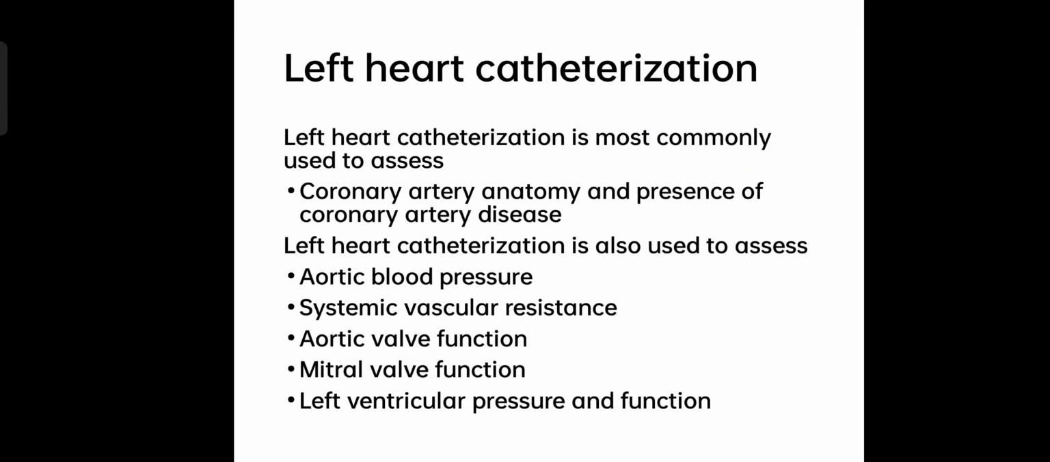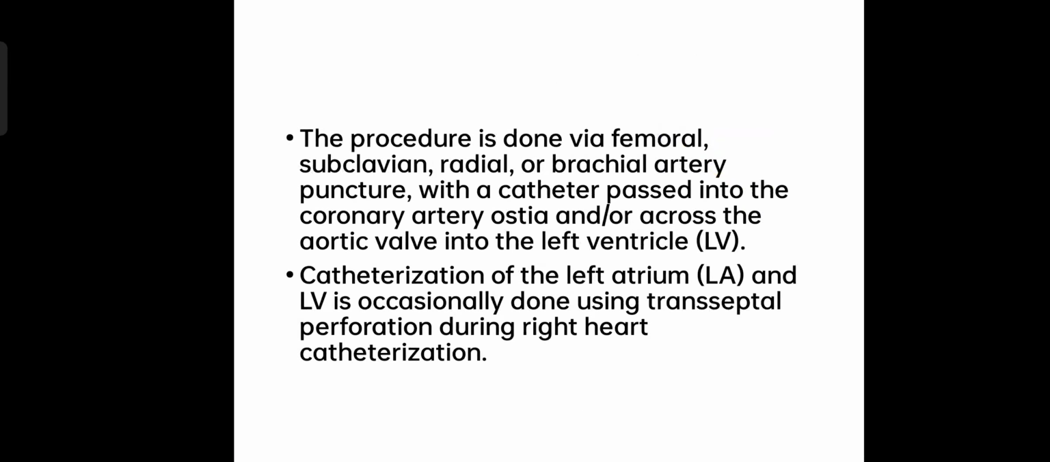Left heart catheterization. Left heart catheterization is most commonly used to assess coronary artery anatomy and presence of coronary artery disease. It is also used to assess the aortic blood pressure, systemic vascular resistance, aortic valve function, mitral valve function, and left ventricular pressure and function. The procedure is done via femoral, subclavian, radial, and brachial artery puncture with the catheter passed into the coronary artery ostia and/or across the aortic valve into the left ventricle. Catheterization of the left atrium and left ventricle is occasionally done using transseptal perforation during right heart catheterization.